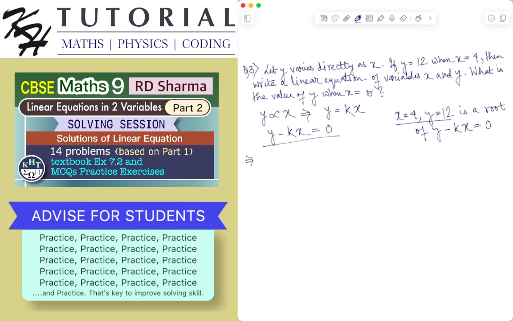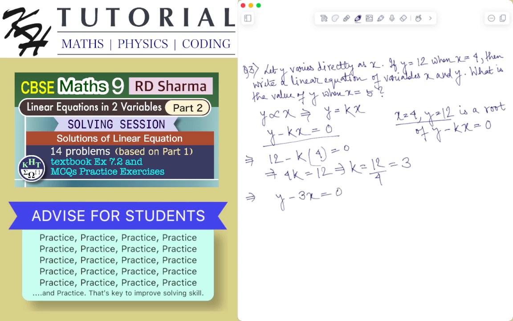So we must have 12 minus k into 4 equals 0. So this implies 4k equals 12. This implies k equals 12 by 4, which is equal to 3. So we have found the value of k. So the linear equation in y and x becomes y minus 3x equals 0.